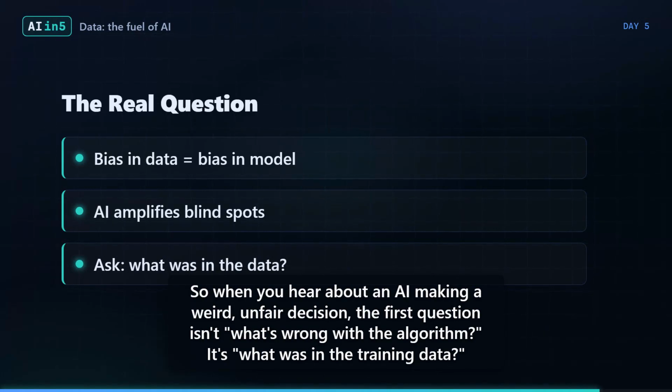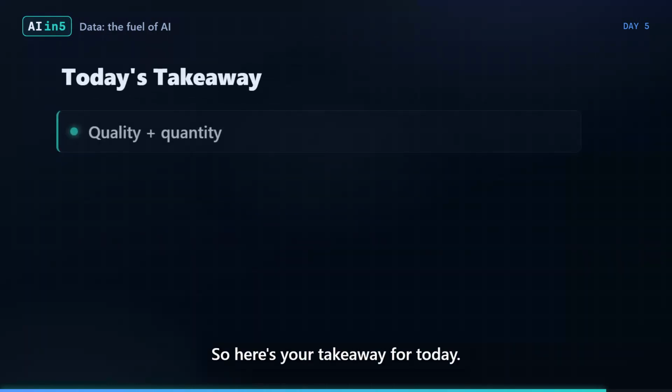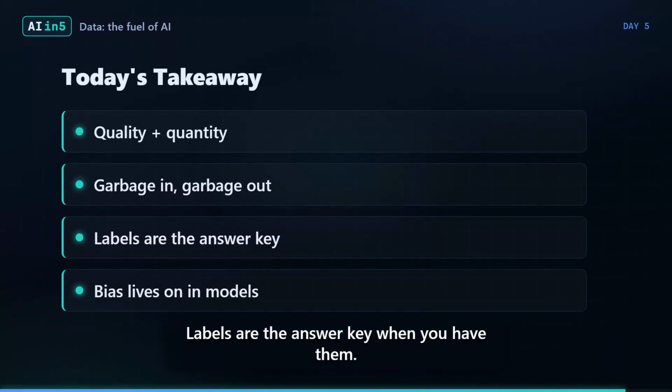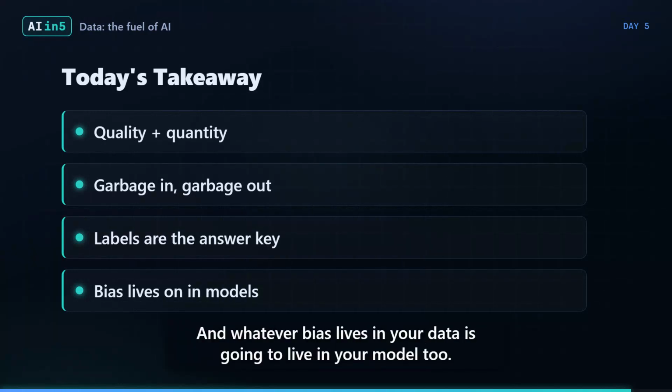So here's your takeaway for today. Data is the fuel. Quality matters. Quantity matters. Garbage in, garbage out. Labels are the answer key when you have them. And whatever bias lives in your data is going to live in your model too.